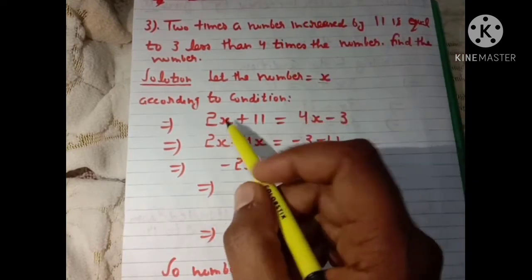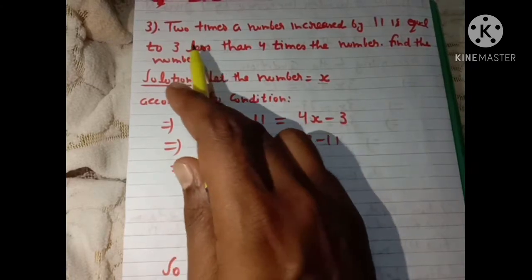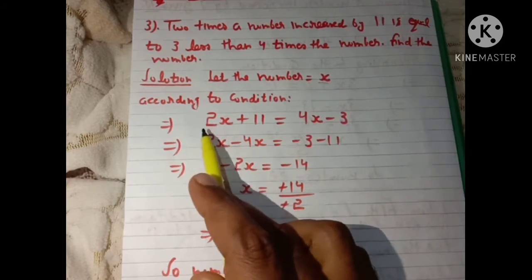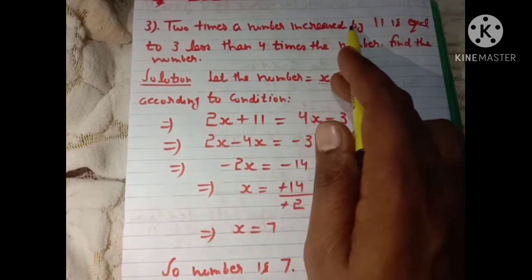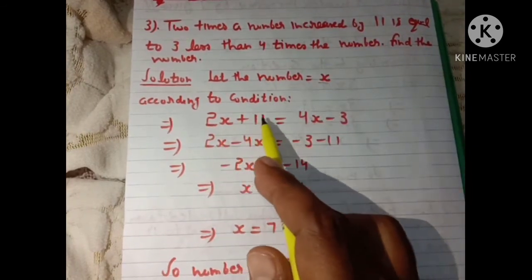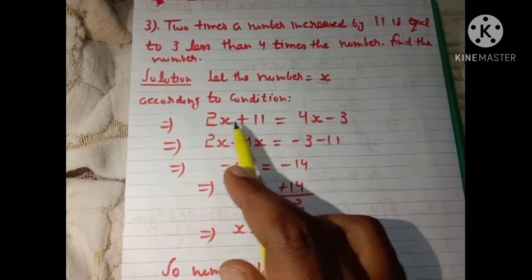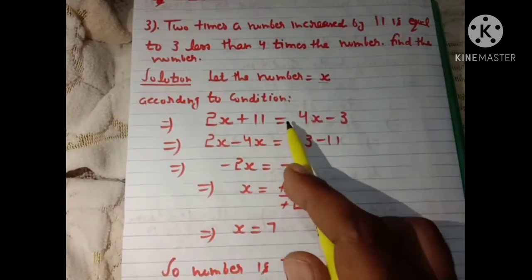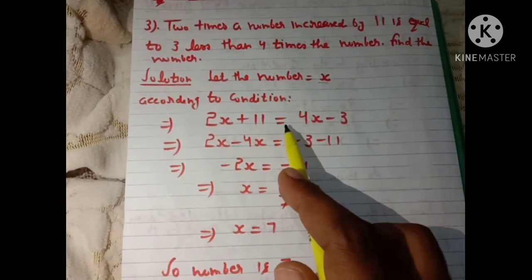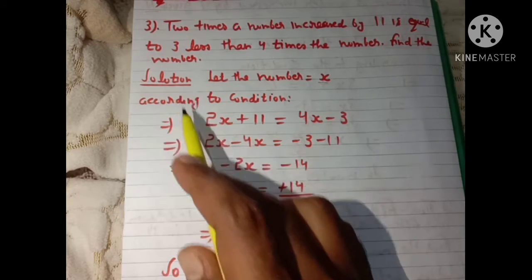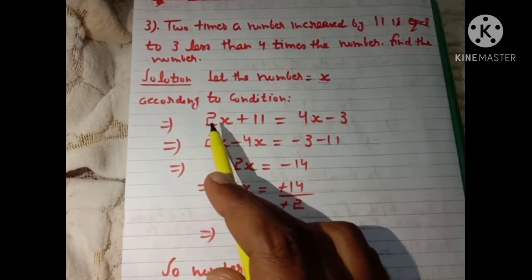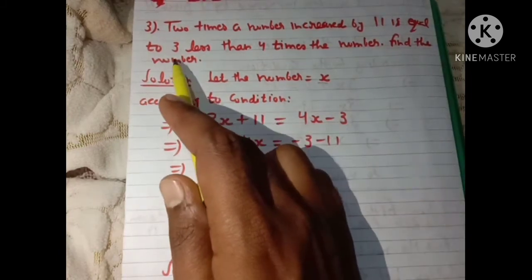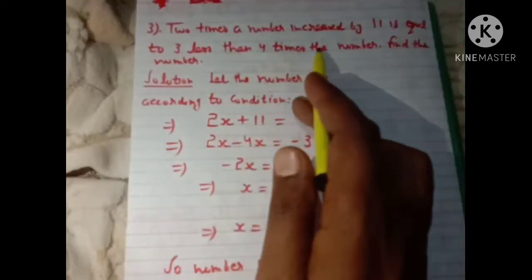So on the left hand side, 2 times a number means we have to multiply this x with 2, it will become 2x. Then increased by 11 means we have to add 11 here, so it will become 2x plus 11. Then is equal to, so write down the equal to symbol here. Now it is clear how we have written this left hand side, 2x plus 11 is equal to, and now 3 less than 4 times the number.